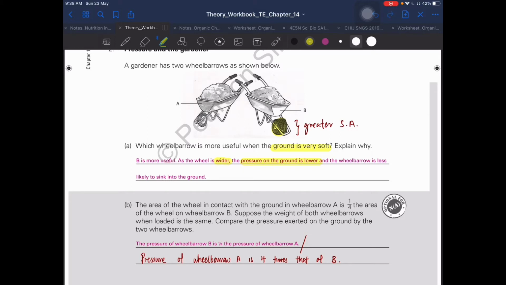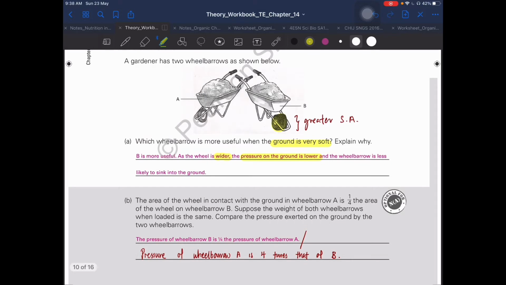In part B, they also ask about the contact area of the two wheelbarrows, but this time they mentioned that the contact area for A is 1/4 that of the one in B. I know a lot of you wrote that the pressure in A is going to be greater than the pressure in B. However, this will not be approved, this will be rejected.